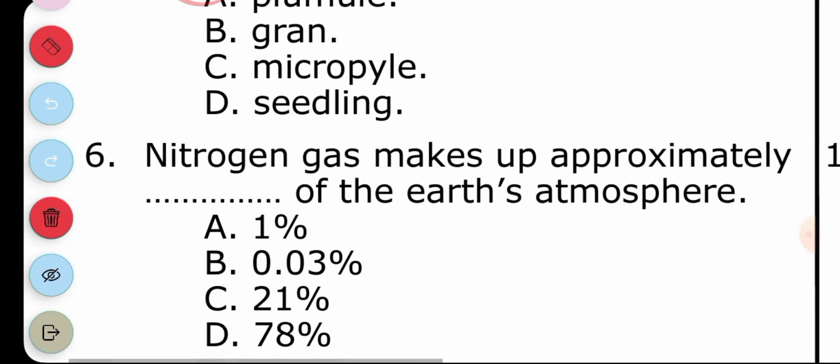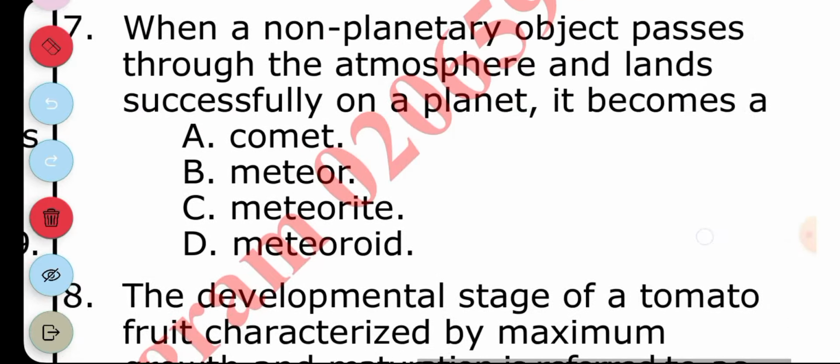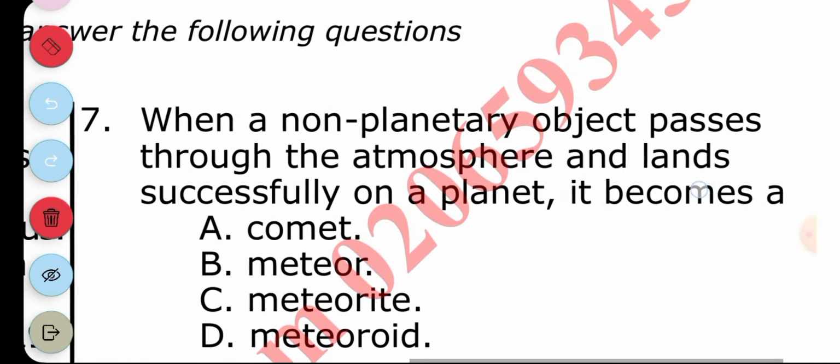Question 6. Nitrogen gas makes up approximately dash of the Earth's atmosphere. Question 6, 78% of the Earth's atmosphere. Question 7. When a non-planetary object passes through the atmosphere and lands on a planet, it becomes A, Comet, B, Meteor, C, Meteorite, D, Meteoroid. The answer to question 7 is C, Meteorite.